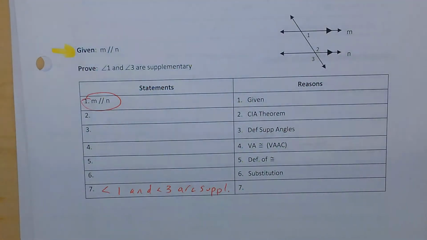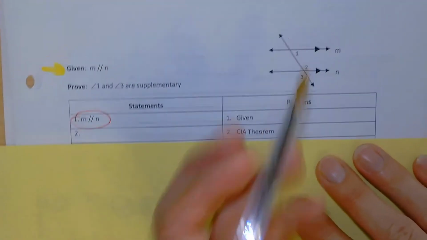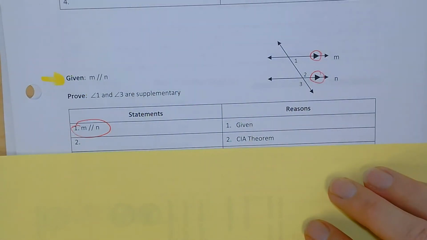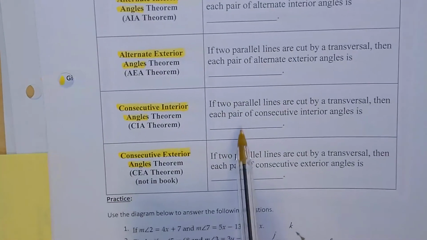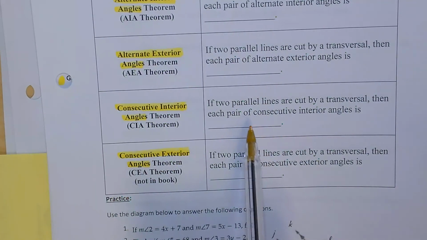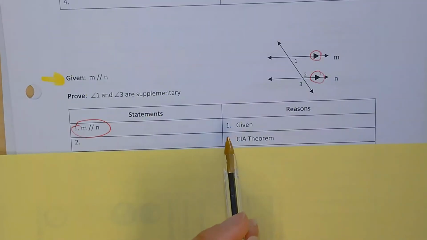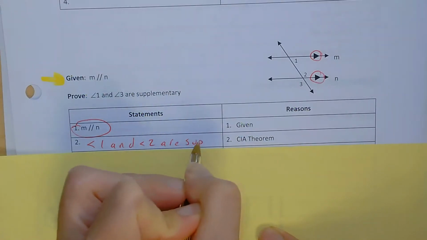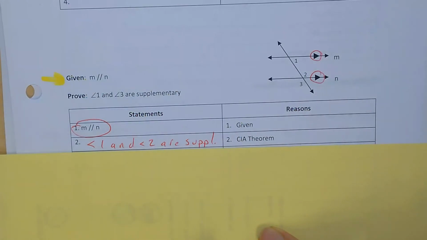First step. They would like you to use the CIA theorem, and they've already marked with arrows. That was really kind of them. They put arrows to show that they're parallel. Okay, so the CIA theorem. Well, let's go back to look at what the CIA theorem says. If 2 parallel lines are cut by a transversal, then each pair of consecutive interior angles is supplementary. And even if you look at a picture, you can tell. So if they're supplementary, then I need to say angle 1 and angle 2 are supplementary. Keep in mind that the CIA theorem said they were supplementary. It does not say they're adding to 180, and it doesn't say they're congruent.